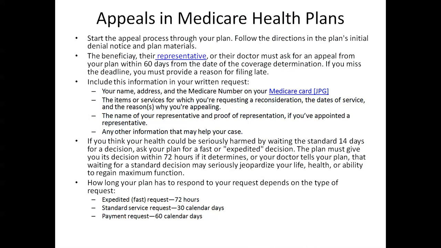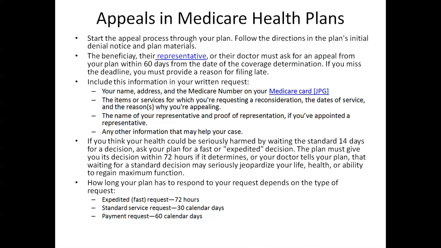So there's a lot of difference between original Medicare and Advantage plans when it comes to appeals. They have less time to appeal in an Advantage plan. And of course, if they miss the deadline, they must provide a reason for filing late. I'll go over some of those a little bit later, some of the reasons why beneficiaries can actually file late. Include this information in your written request: name, address, Medicare number again, the item or service for which you're requesting a reconsideration, name of the representative or proof of representation if they've appointed one, and any other information to help with the case.